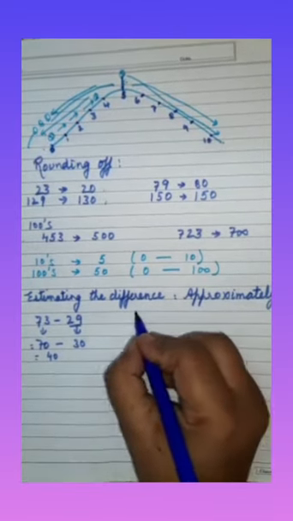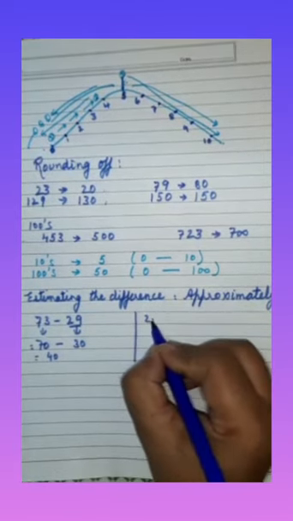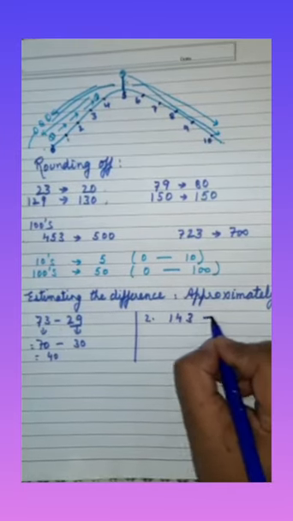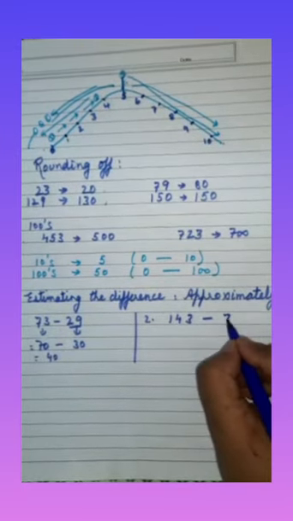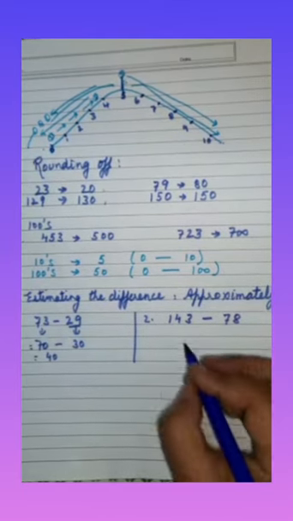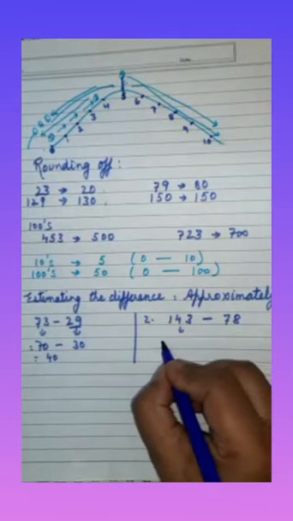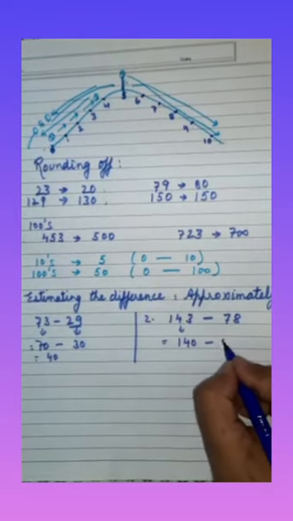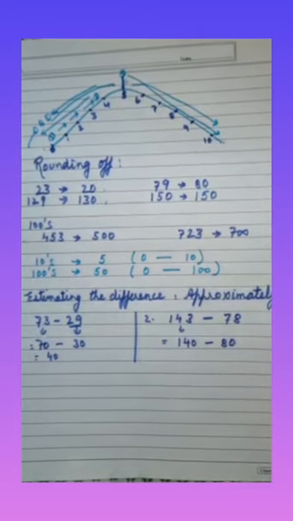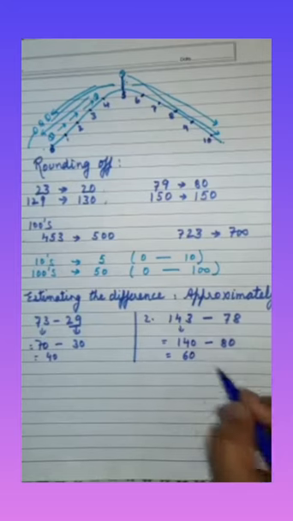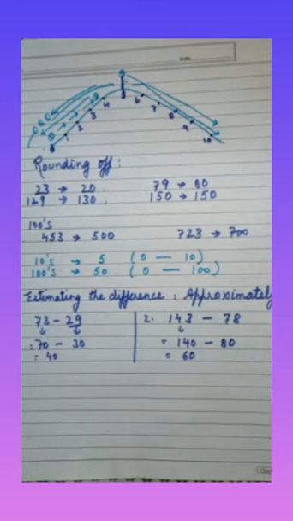Now let's take one more example, say 143 minus 78. We have to round off to the nearest tens only. So 143 becomes 140 minus 80. And what is 140 minus 80? It is 60. Okay students, this is how we find the difference.